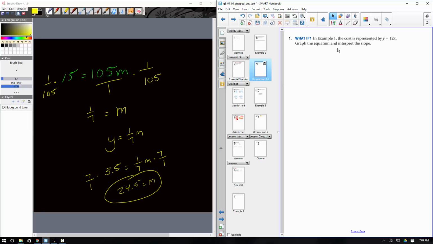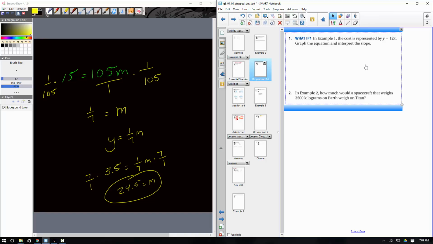All right, so now try this one. The cost is represented by y equals 12x. Graph the equation and interpret the slope. So the slope is 12 over 1. It's going to start at 0 and go up 12 and over 1, up 12 over 1, up 12 over 1, and so on.